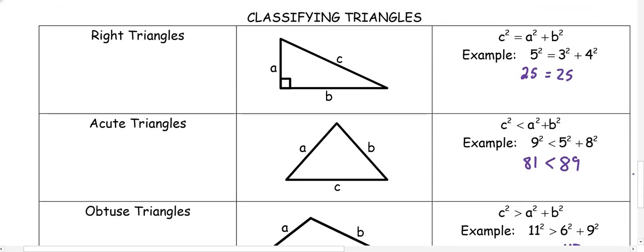The last thing we're going to look at is classifying triangles. We can use the Pythagorean theorem without having angle measures to classify our triangles. We have a right triangle if our largest side squared is equal to the two smaller sides squared and added together. In this case, we had a triangle where 5 squared was 25, and 3 squared plus 4 squared is also 25. So this would be a right triangle.